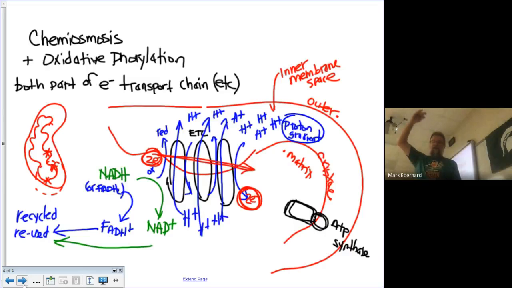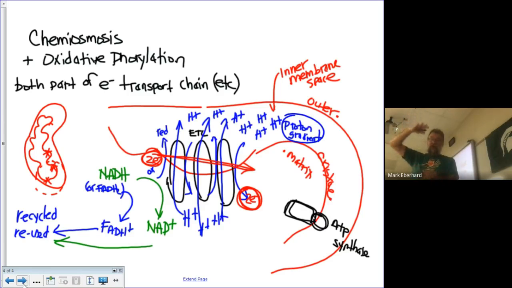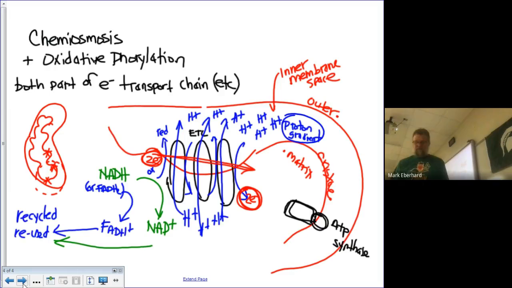As you put more and more hydrogen in here, you get greater concentration differences. You start getting large amounts of hydrogen in the intermembrane space and very little hydrogen in the matrix. So that creates a potential energy, because all that hydrogen wants to get back into the matrix, where there's a lower concentration.